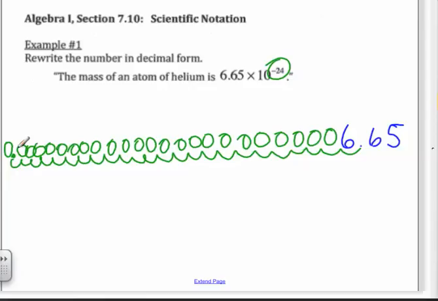Okay, but think about this. The way we could write this, this is 6.65 over 10 to the 24th, right? Because that's a negative exponent. We're moving it to the bottom of the fraction. Okay? So 6.65 divided by 10 to the 24th. 10 to the 24th is a huge number. So when I divide 6.65 by that, I get a very small number. Okay? So the answer is 0 point and then 23 other zeros, 665. Okay? Very small. Yeah, Jumbo.